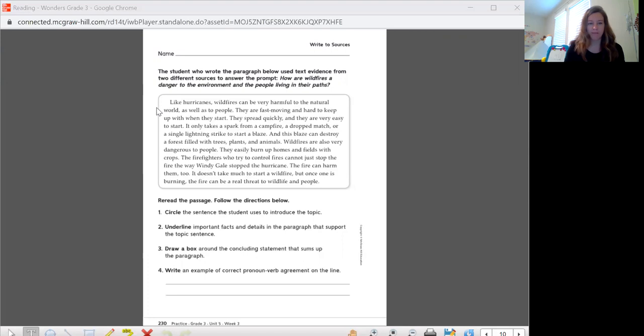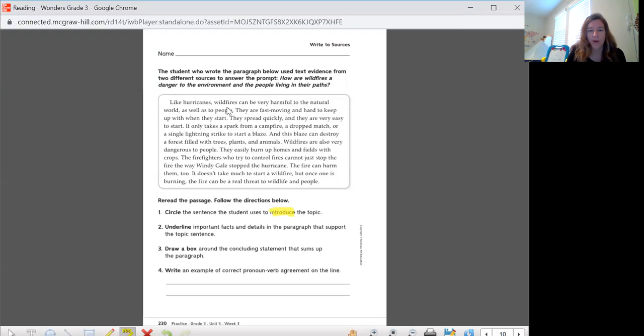All right, the first instruction says, circle the sentence the student uses to introduce the topic. I'm going to use my highlighter instead of a circle. When I look for introduce, it means saying something for the first time, like when you introduce yourself to someone, you tell them your name. So I look at the beginning. I even look at the very first sentence because that's often where it is.